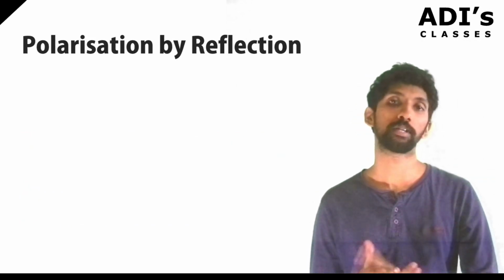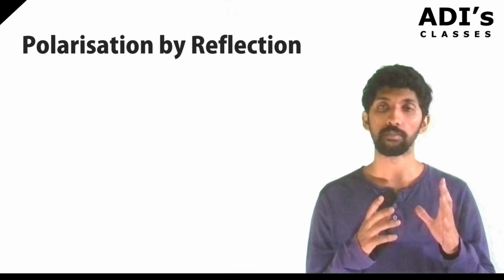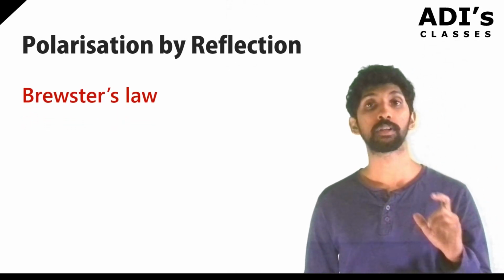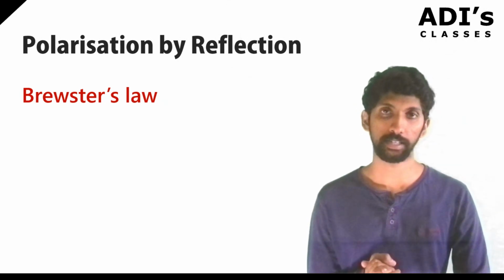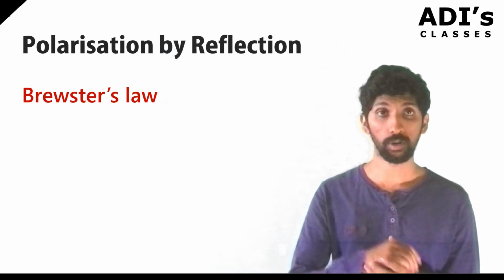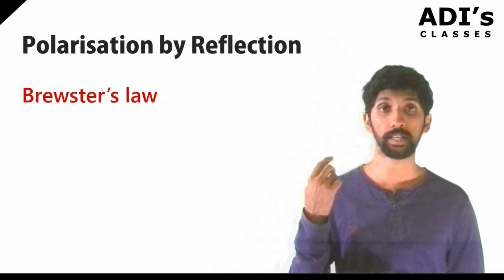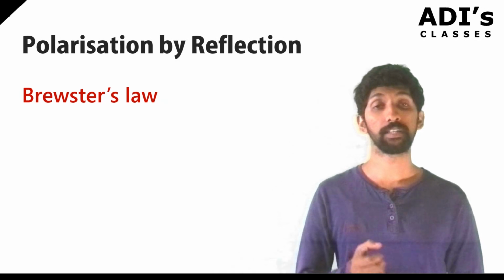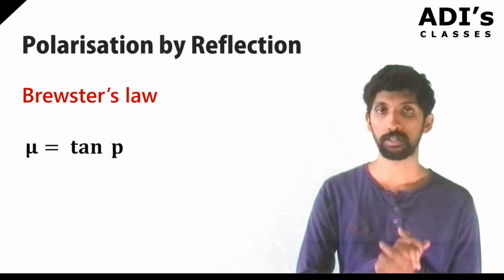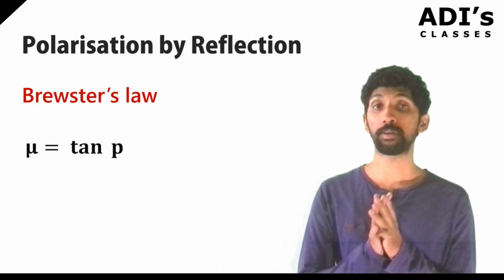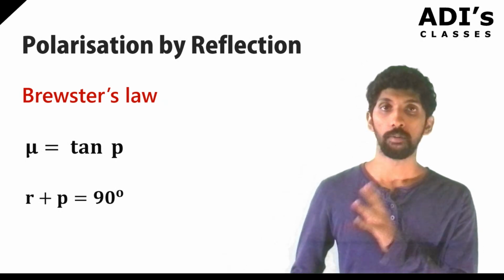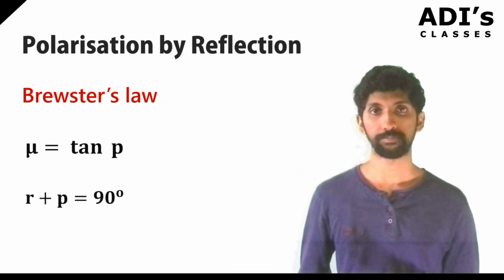Then we moved on to polarization. In polarization, we learned what a polarizer is, what an analyzer is, and how plane polarized light comes from an analyzer. After that, we learned how polarization can be done: one is by scattering, another is by reflection. When we learned about polarization by reflection, we also learned Brewster's law, which gave us the relation between the polarizing angle and the refractive index of the medium, mu equal to tan p.